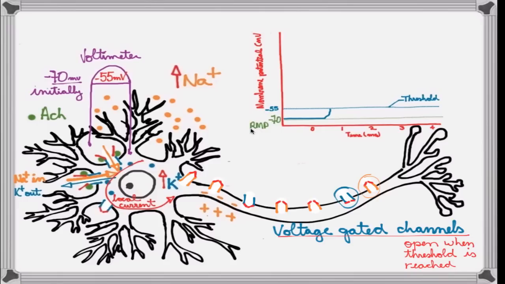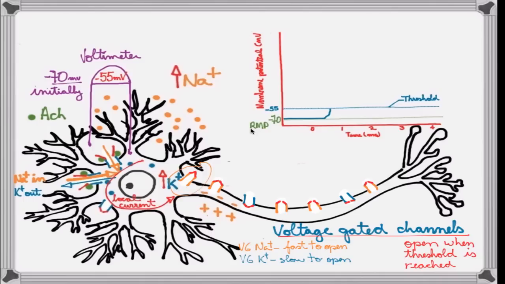The voltage-gated channels across the axon open when the threshold is reached. They're called voltage-gated because this threshold generates enough voltage to allow them to open. As you can probably tell, I drew two different types of voltage-gated channels. I have the voltage-gated sodium channels, which are fast to open, and the voltage-gated potassium channels, which are slow to open. So the first ones that will open are the ones in orange here, these guys.